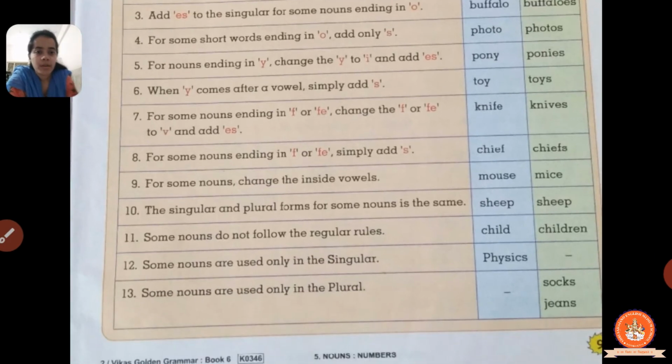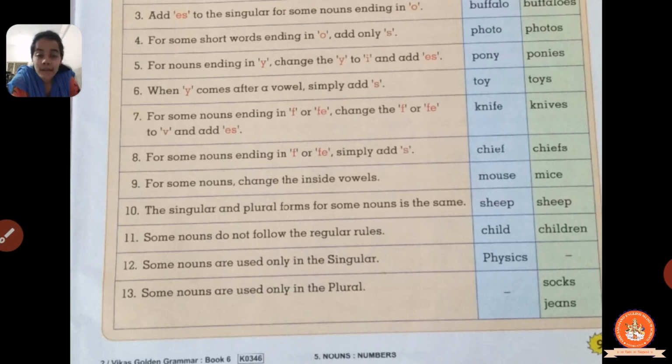Then we have the next one. Some nouns are used only in singular. So there are some nouns which we use only in the singular form. Like physics doesn't have any plural form, it only has a singular form. Then mathematics, it also doesn't have any plural form.